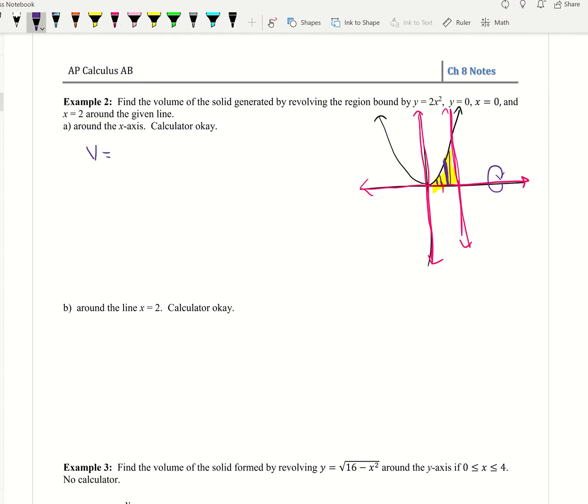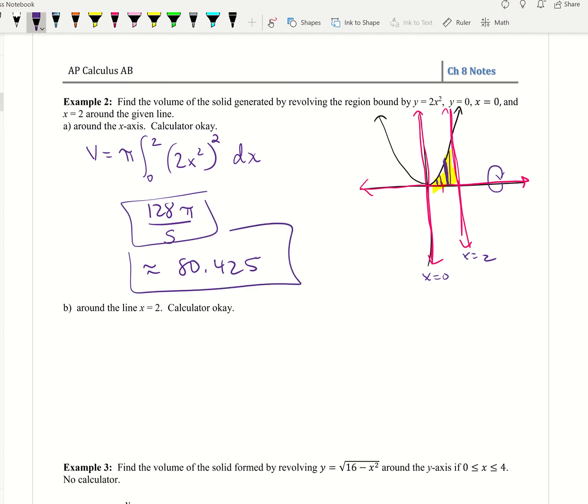So volume will be found by pi times the definite integral, in this case from 0. Remember, this was the line x equals 0, and this was x equals 2. So from 0 to 2 on my x values of 2x squared, which is my radius. Radius needs to be squared, so pi r squared dx. This is going to give me my disk. We could then put this into the calculator, and we'll get 128 pi over 5. Or if you prefer, around 80.425. Your choice. Both answers are great.